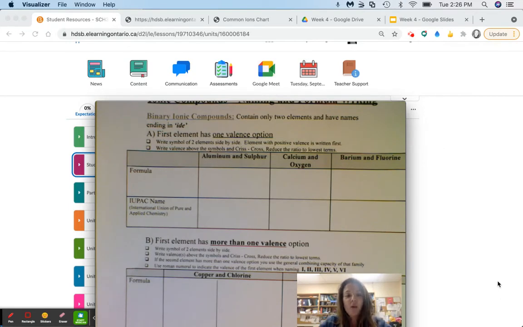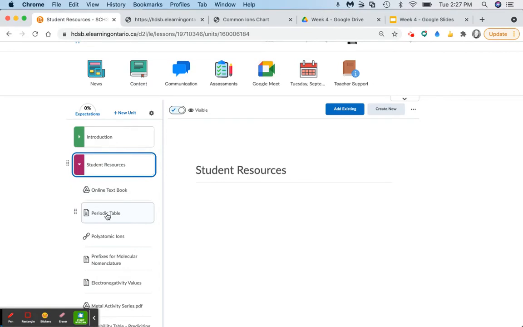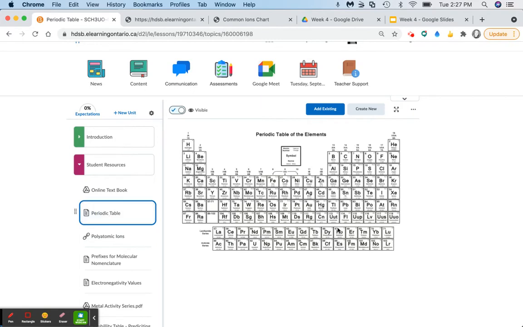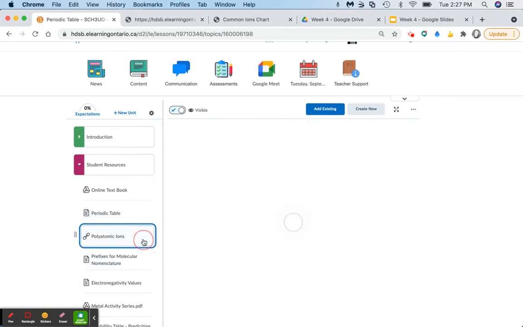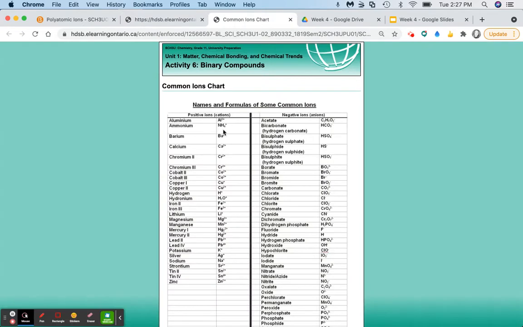Before we move ahead, I want to show you a couple of really important resources that will help you in completing this lesson and upcoming worksheets. You're going to need to go to the content section of our class, and under student resources you're going to find a periodic table and a polyatomic ions sheet. When you click on those, this is what you end up getting, and you can make those into bigger tabs like I've done so that you can see them a little more clearly. These are going to be useful to us moving forward.